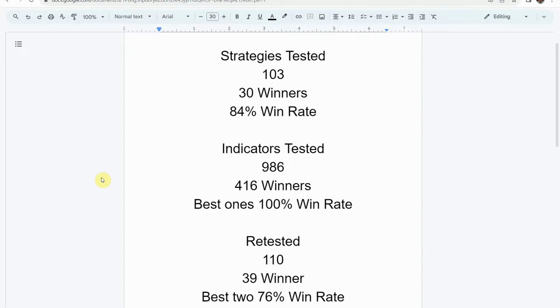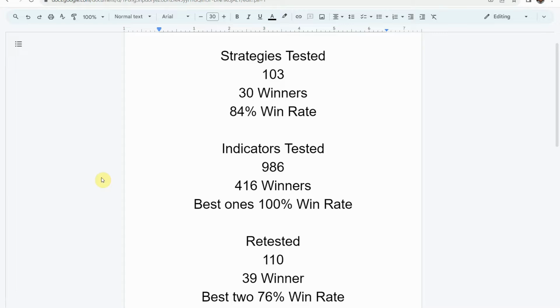We've also tested a total of 986 indicators, with 416 of them being winners. The best ones so far were able to achieve a 100% win rate. Now you need to go back and watch those videos to understand the context of how they were able to achieve that. So go back and watch those videos and see what you can get out of those winning indicators.